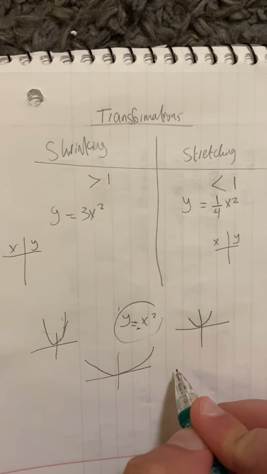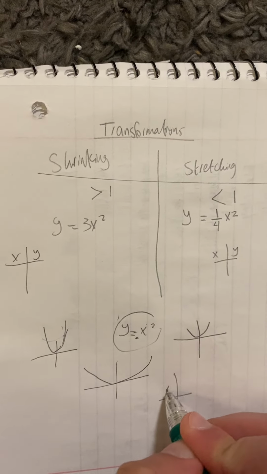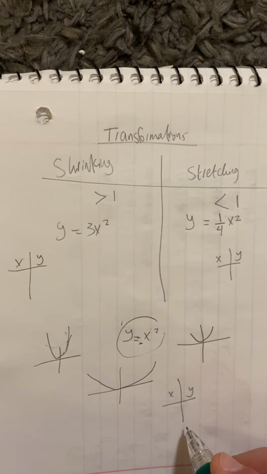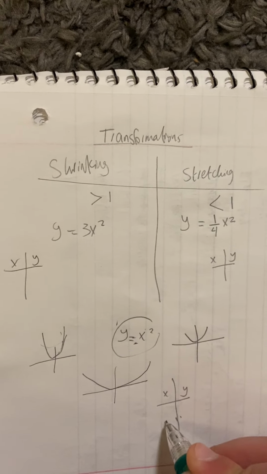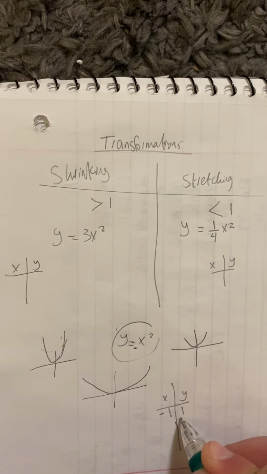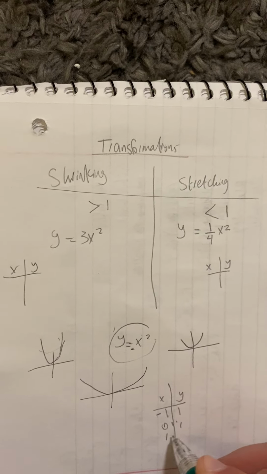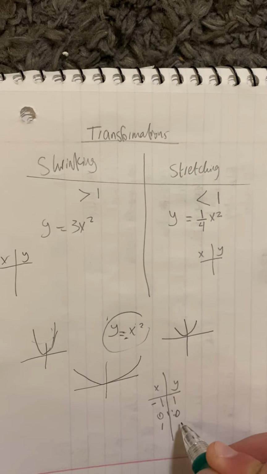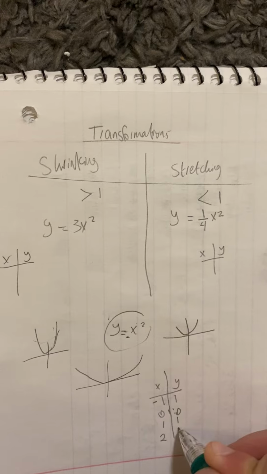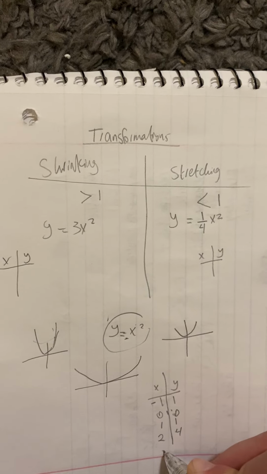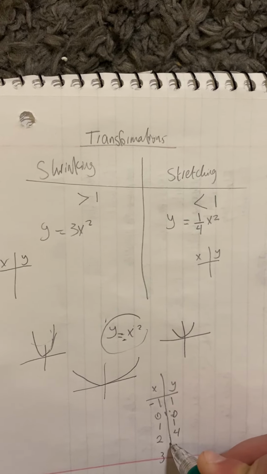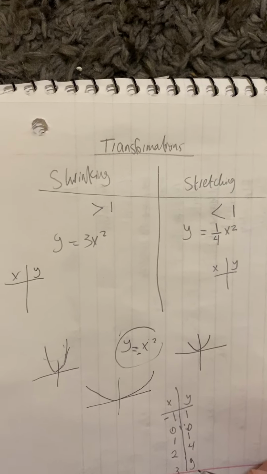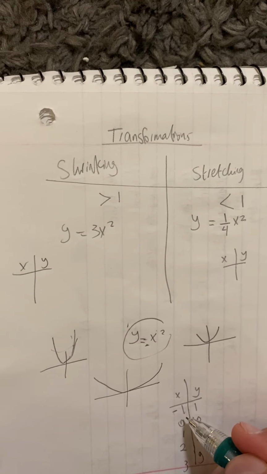In the parent graph, our main points are going to be, let's see, negative 1, 1, 0, 0, 1, 1, 2, 4, and 3, 9. Those are our main points. Now let's see what happens if we shrink them.